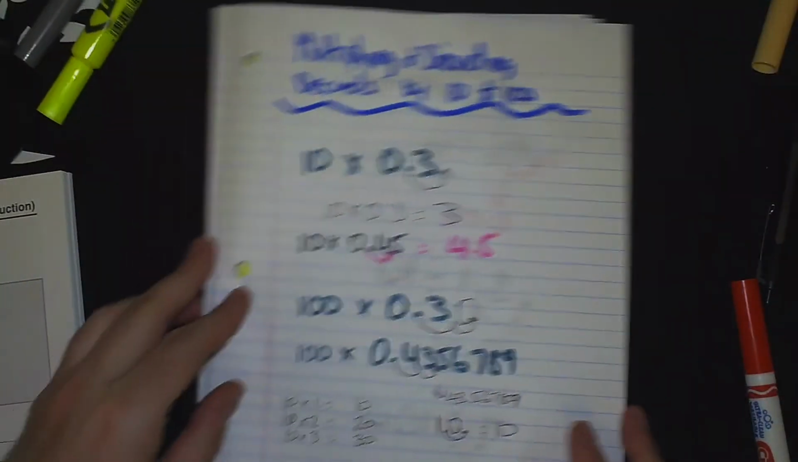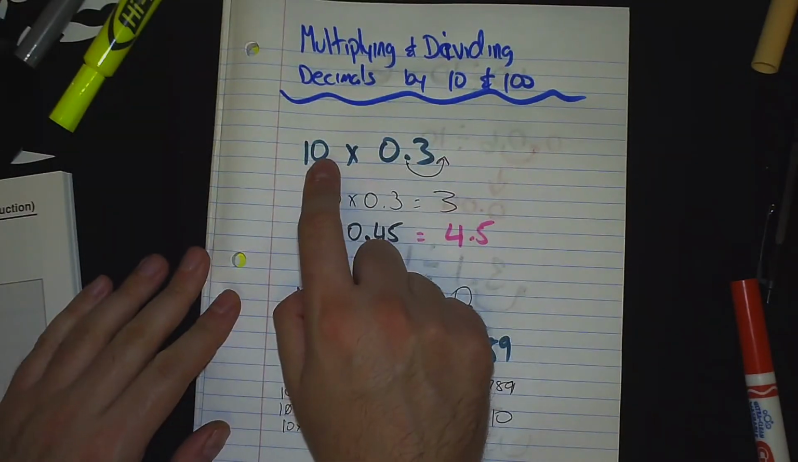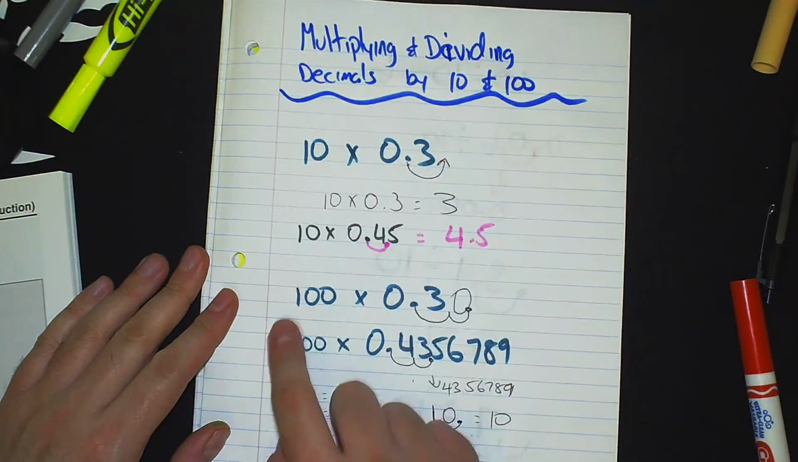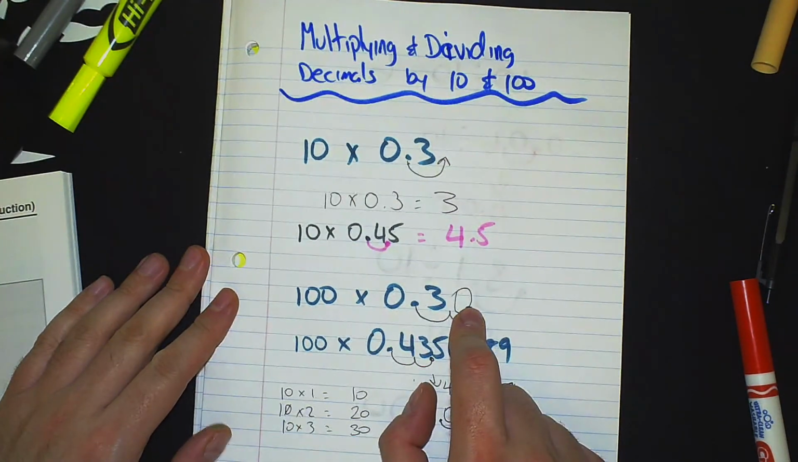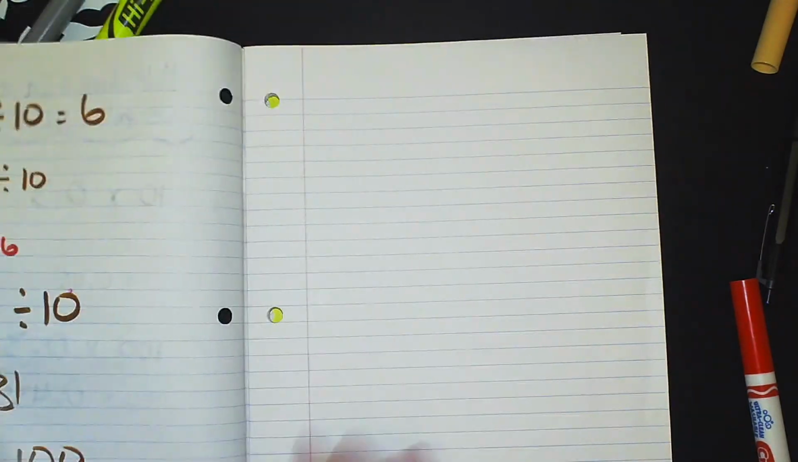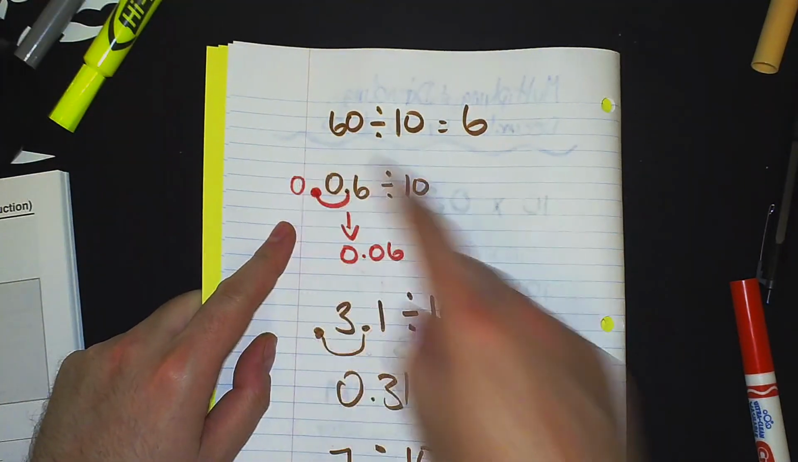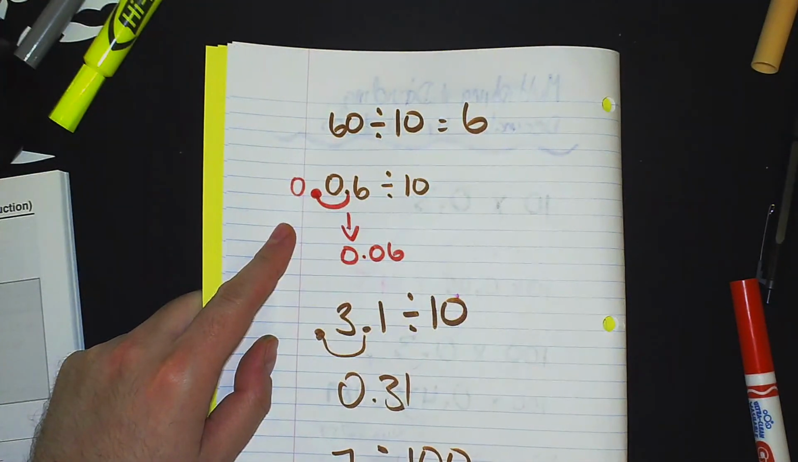So here's the review. If you're multiplying by 10, it goes to the right by 1 decimal spot. If you're multiplying by 100, it goes 2. Dividing by 10, it goes over 1 to the left. And if it's dividing by 100, it goes 2.